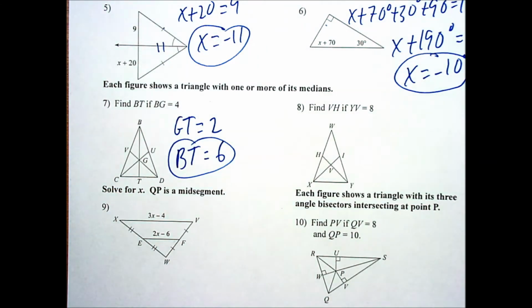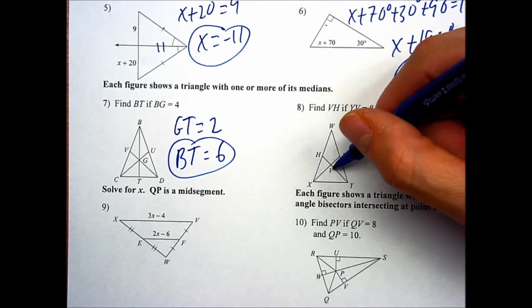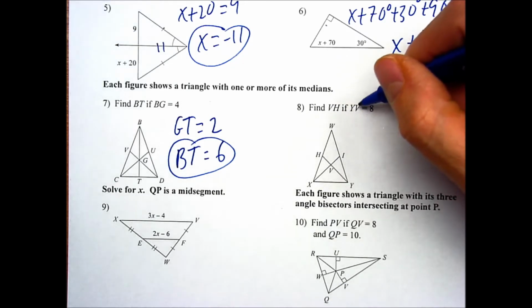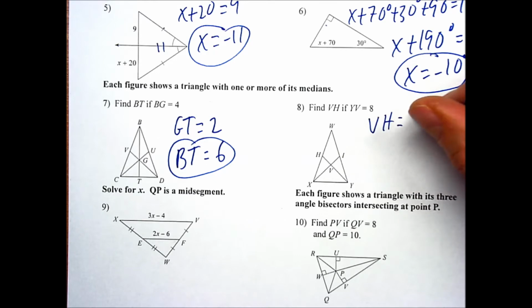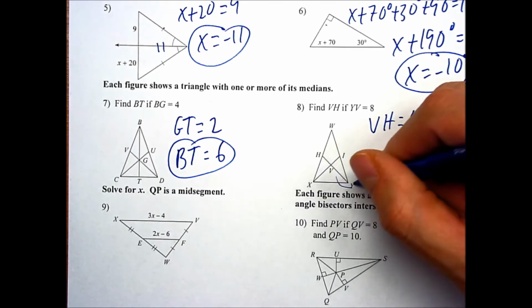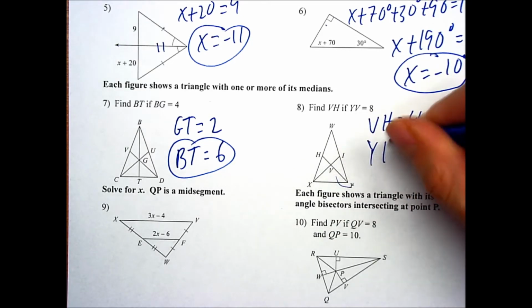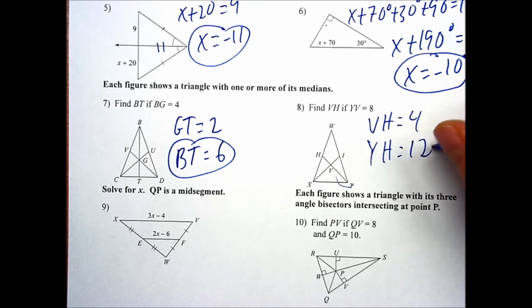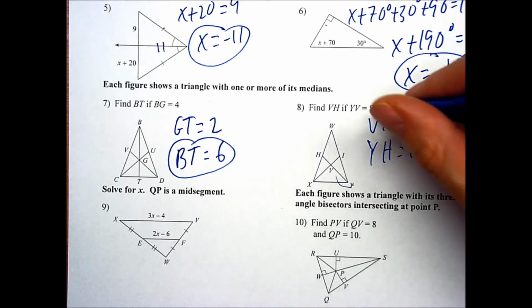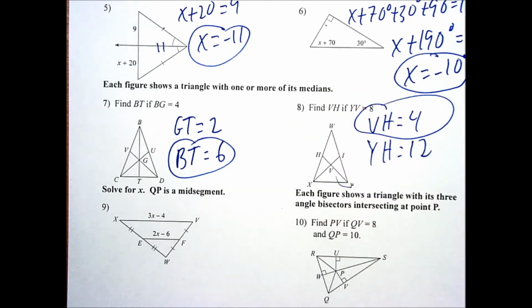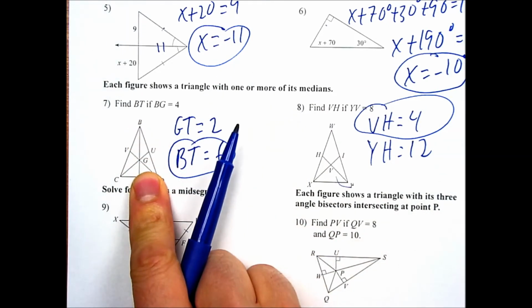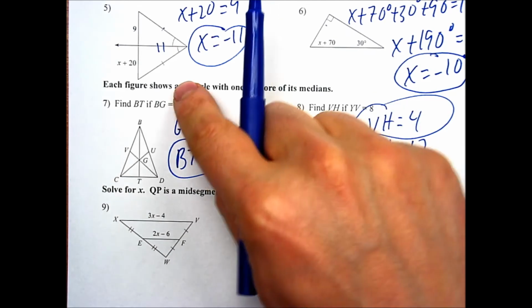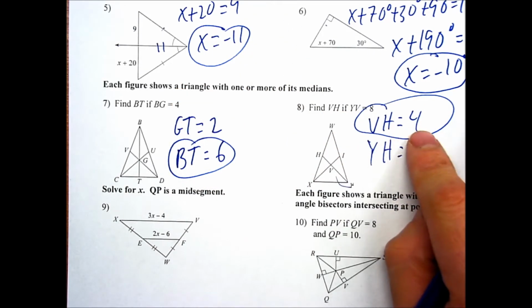Same thing applies on question 8. VH, given that YV is 8. So if YV is 8, VH is half in length, 4. And the entire length, YH, would be 4 plus 8, or 12. I asked for the value of VH, so I will circle the 4 here. Again, pay attention to what's asked. Here I asked for the entire length, B to T, the two smaller lengths put together, the medium size and the small size. Here I asked for the shorter length, VH.